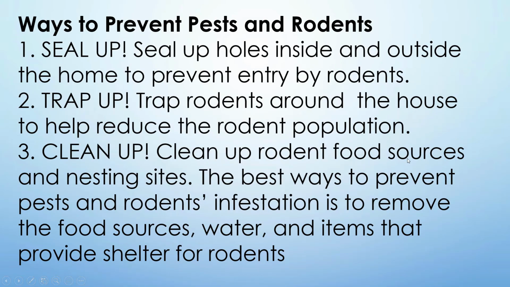Ways to prevent pests and rodents. Number 1 is seal up. Seal up holes inside and outside the home to prevent entry by rodents. Number 2 is trap up. Trap rodents around the house to help reduce the rodent population. Number 3 is clean up. Clean up rodent food sources and nesting sites.